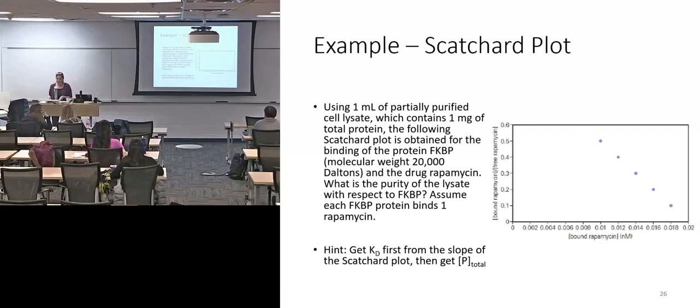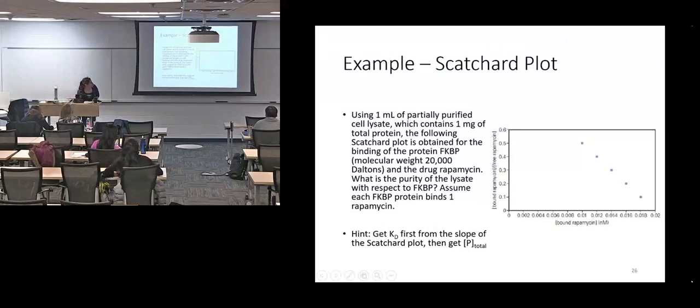So like I said, the hints are that purity means mass of the FKBP protein over the mass of total protein that you start with in your cell lysate. Daltons are grams per mole. But why don't you take a minute and try to calculate both KD and P total and see what you get. And then we can talk about going through the rest of it quickly. This plot's kind of tiny. Hopefully you can maybe see it.